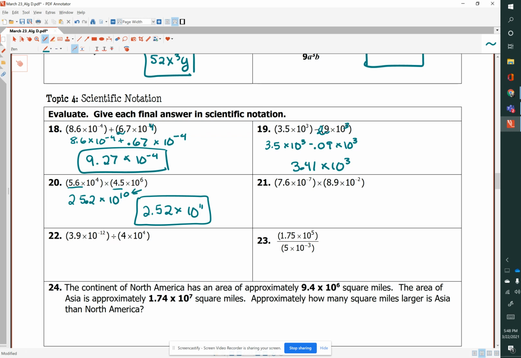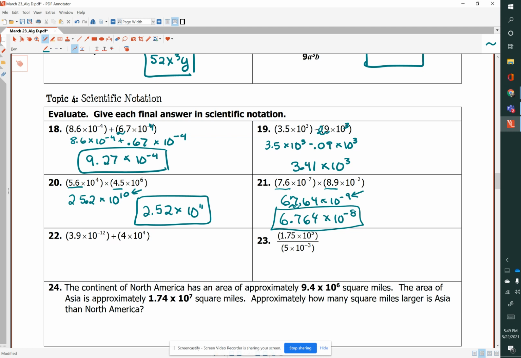Okay, number 21. I'm going to multiply the numbers in the front first, and 7.6 times 8.9 is 67.64 times 10 to the negative 9. Okay, but this is not proper scientific notation, so I'm going to move the decimal point one place, 6.764 times 10, and this exponent has to become larger by 1, so that would be 10 to the negative 8.